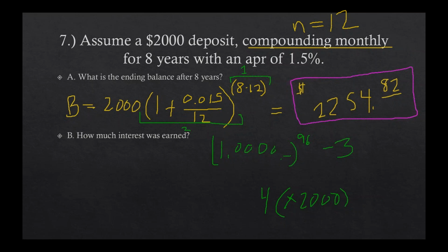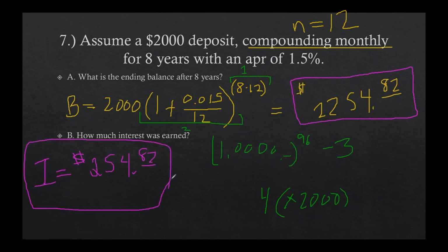So if you end with 2254.82 and you started with 2,000, how much interest was earned? There you go, 254.82. The difference between what you started with and what you ended with is your interest. Okay. All right.